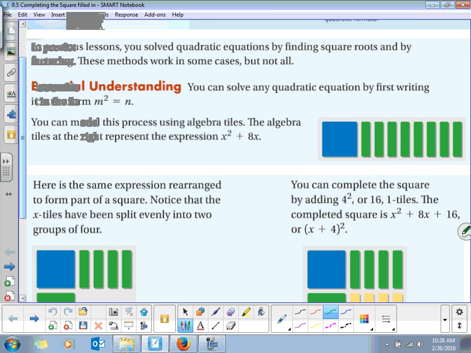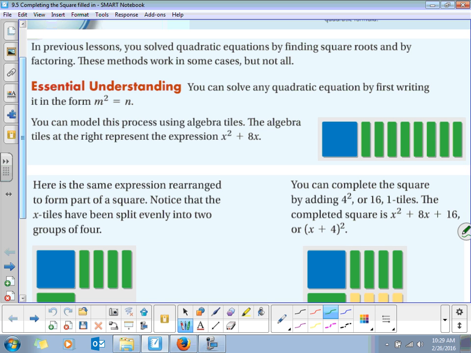You can solve any quadratic equation by first writing it in the form m squared equals n. You can model this process by using algebra tiles. Here the blue square is an x squared, and each one of these green ones is an x. So this says x squared plus 8x: 1, 2, 3, 4, 5, 6, 7, 8. Did you ever see that?